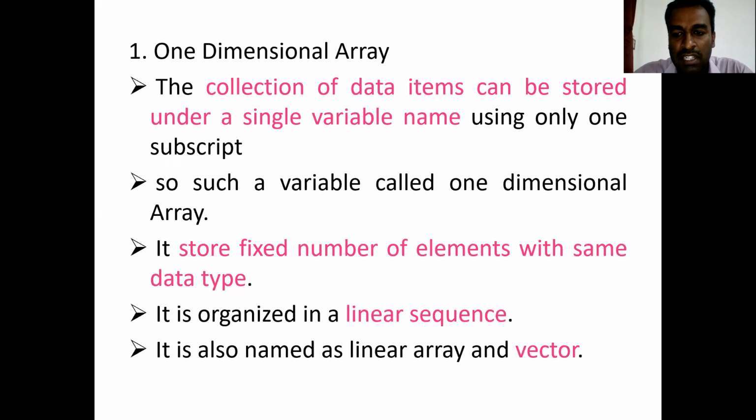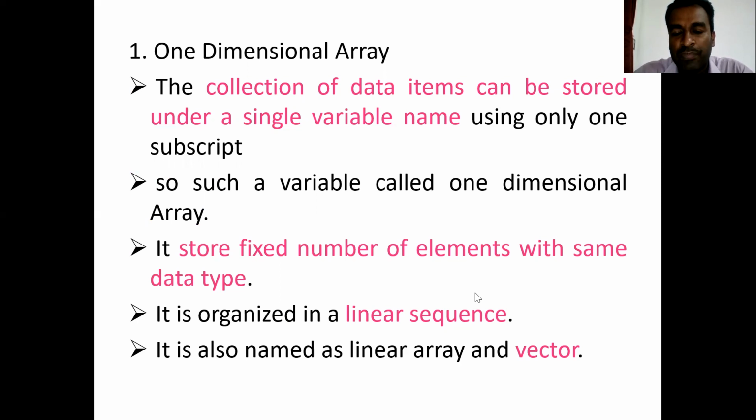It stores a fixed number of elements with the same data type. For example, if we have given the size of an array as 5, then in this array we can store only 5 elements because we already gave the size of 5. Suppose the array size is 10, we can store elements up to 10. And it is also organized in a linear sequence. What is a linear sequence?